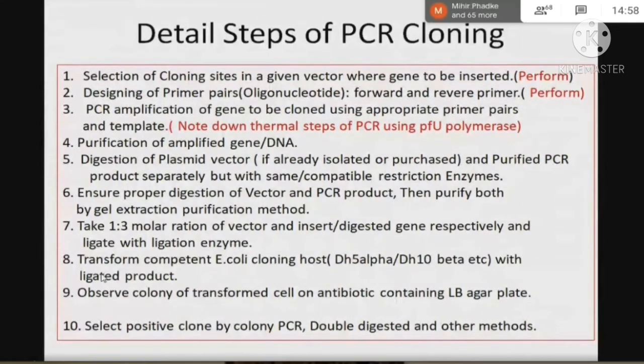It depends upon which restriction sites you are taking for digestion. So digest your vector and digest your amplified PCR product in different tubes. Sir, one question. Yes.